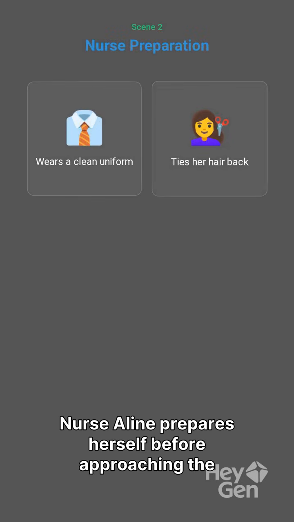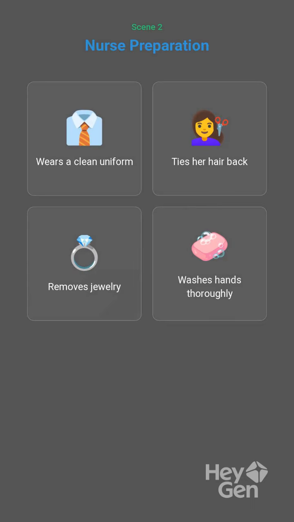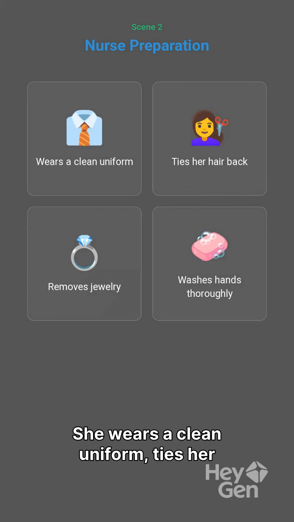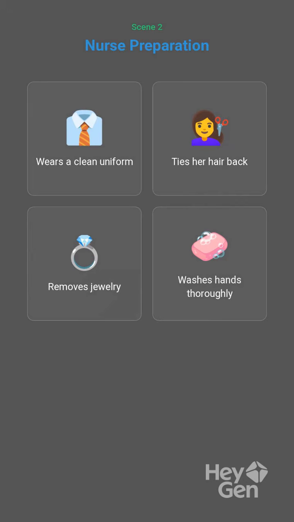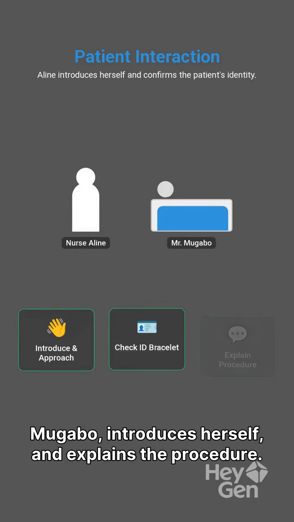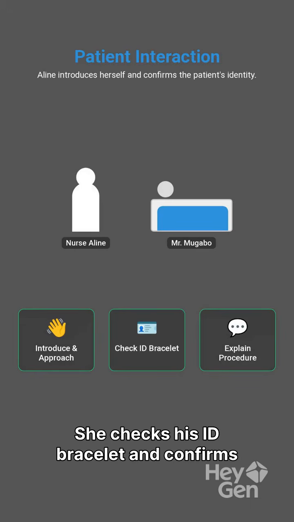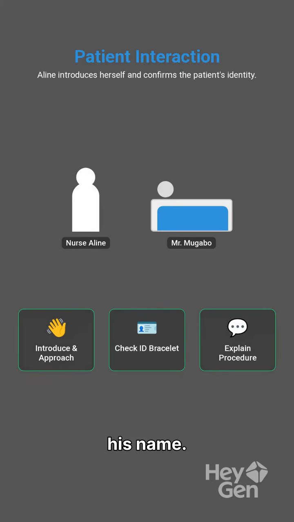Nurse Aline prepares herself before approaching the patient. She wears a clean uniform, ties her hair back, removes jewelry, and washes her hands thoroughly. Aline approaches Mr. Mugabo, introduces herself, and explains the procedure. She checks his ID bracelet and confirms his name.